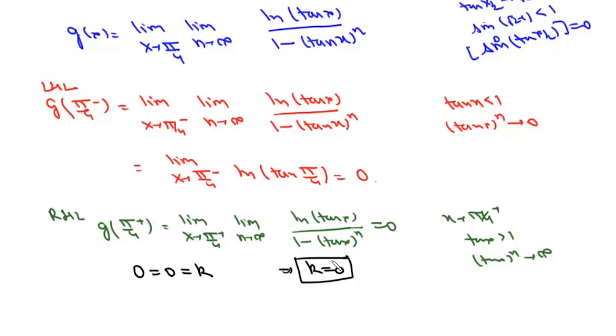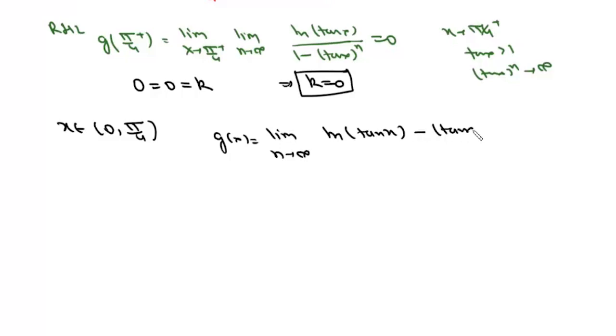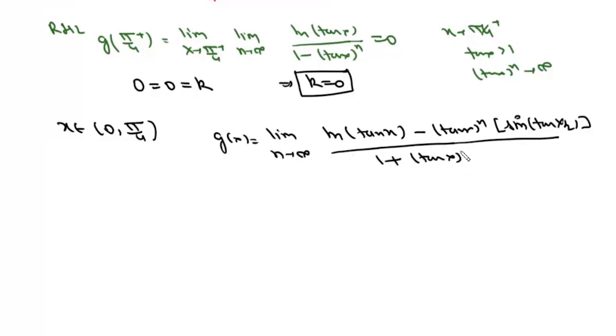Now it says also state points of discontinuity of g(x) in the interval 0 to pi by 4. Now in 0 to pi by 4, we know that g(x) is this limit, n tends to infinity, log 10x minus (10x)^n, greatest integer function of sine (10x by 2), upon 1 plus (10x)^n.